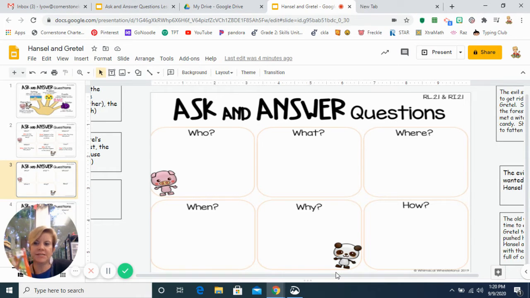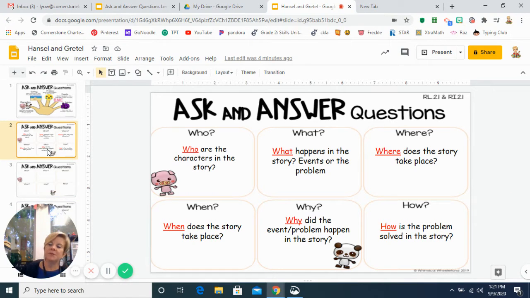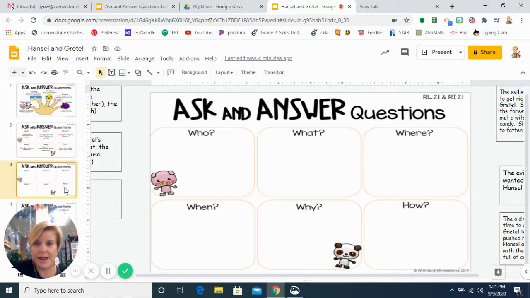Okay, boys and girls, we just read the story of Hansel and Gretel. So now we are going to complete the graphic organizer to answer all of those questions that we talked about from our previous video. So remember, when we are asking and answering questions, we're going to be looking for who the characters are in the story, when does the story take place, where does the story take place, so those two things are the setting, the problem in the story, so what happens, why did it happen, and how did the problem get solved. So let's go to our graphic organizer.